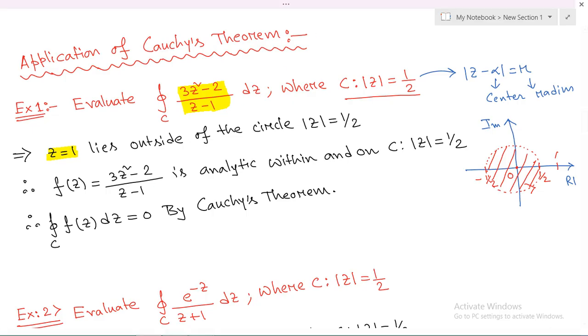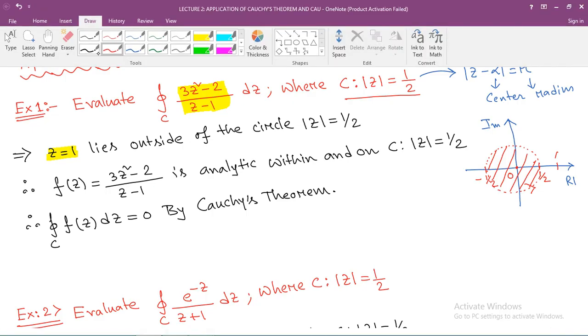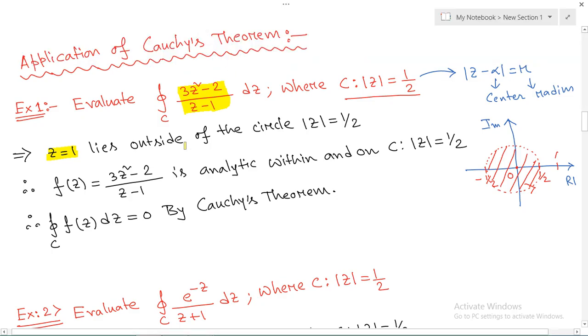So using Cauchy's theorem, the integration of f(z) dz over this closed curve is going to be 0 only, because the function is analytic within and on this simple closed curve. Let us come to the second question.